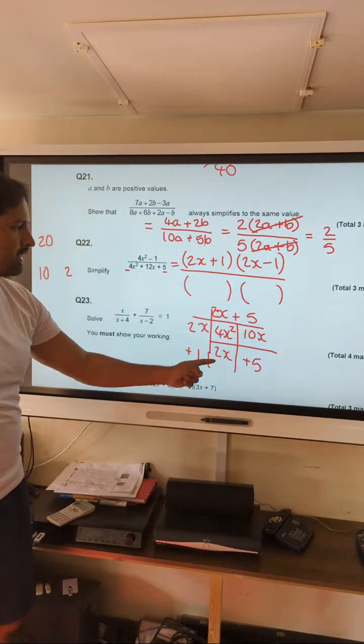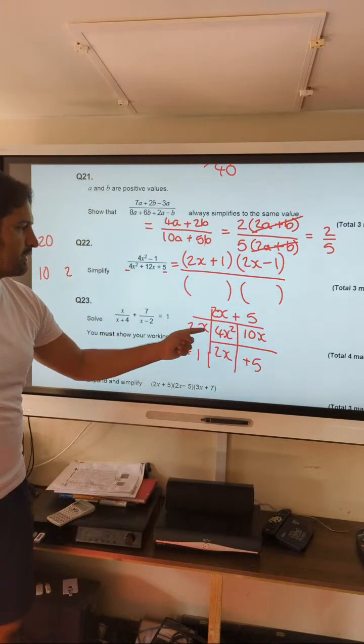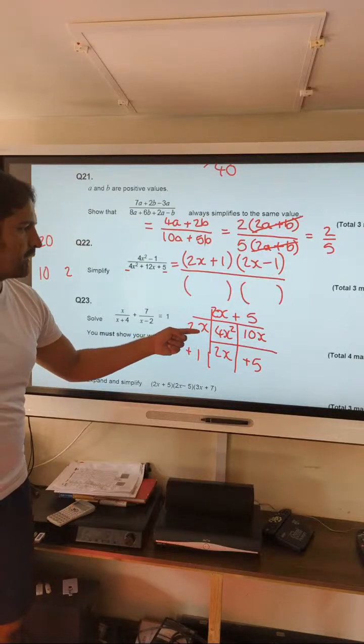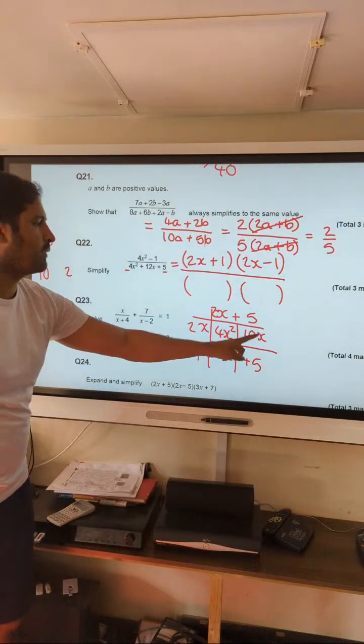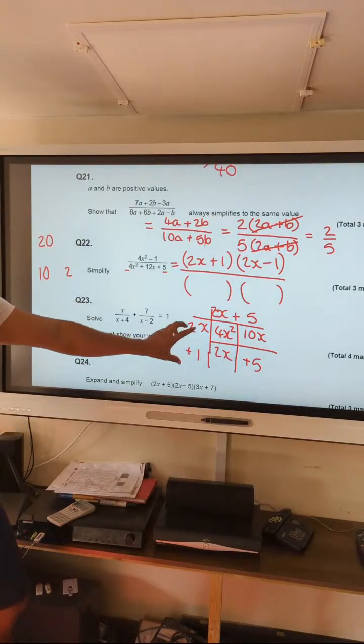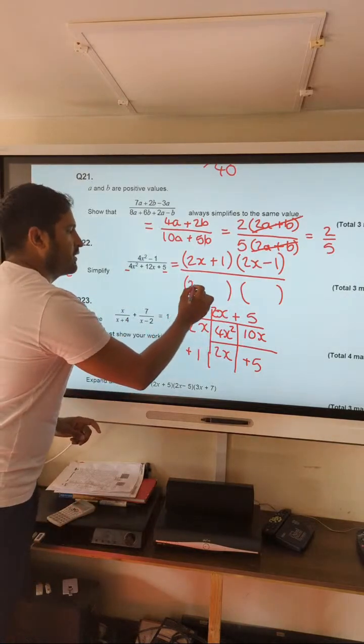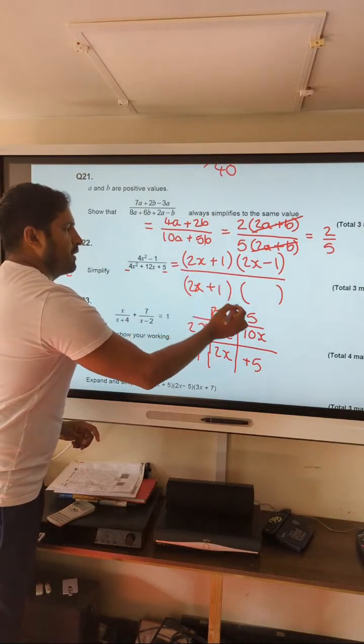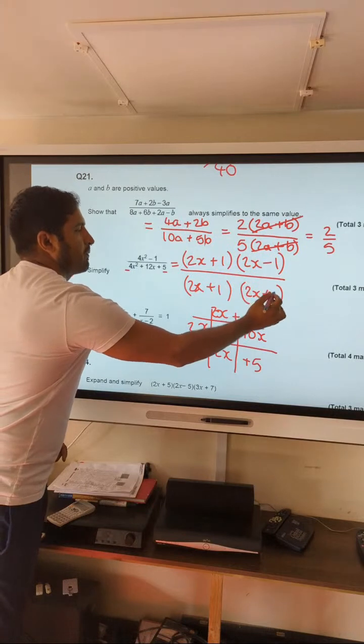So 2x times 1 is 2x. 2x times 2x is 4x squared. And 2x times 5 is 10x. So this is what we get there. So I got my 2 answers, 2 brackets here. 2x plus 1 and 2x plus 5.